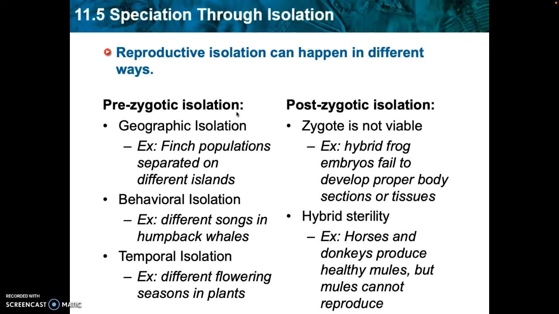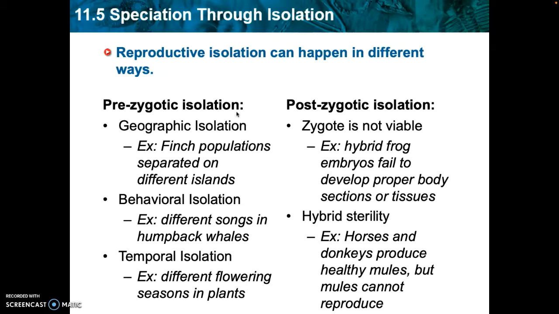That would be pre-zygotic. You could have behavioral isolation. Humpback whales attract a mate by singing mating songs. And it has been studied that humpback whales living in different oceans are going to sing different songs. Therefore, that behavior of the type of song they're singing, if they're not singing a song that the other whale is interested in hearing, there's not going to be any breeding, there's no formation of a zygote, so those populations would be isolated with a pre-zygotic isolating mechanism.